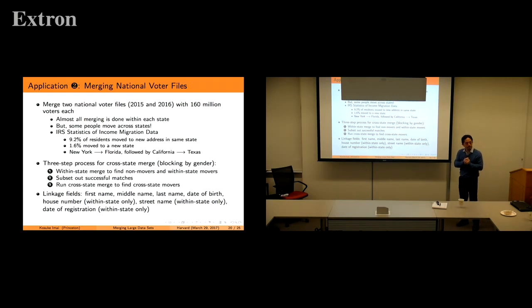For regression, do you need to worry about how to compute the standard errors? In our application, the standard errors are minuscule because the data is so big. The parameters are very, very precisely estimated, so the fact that your matching probability was estimated doesn't really matter. But in a smaller data set, that could matter, so you want to account for that as well.